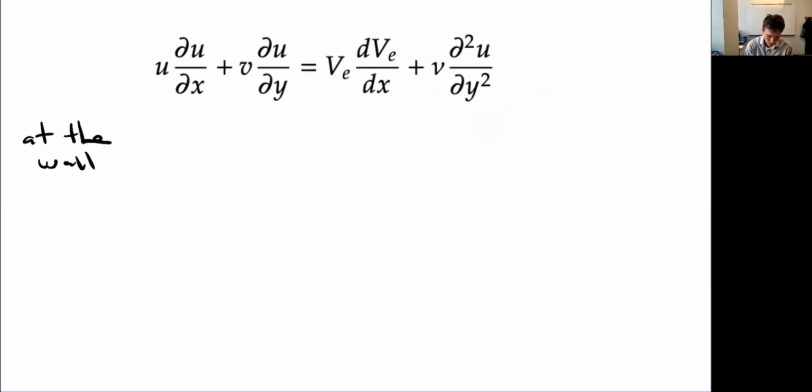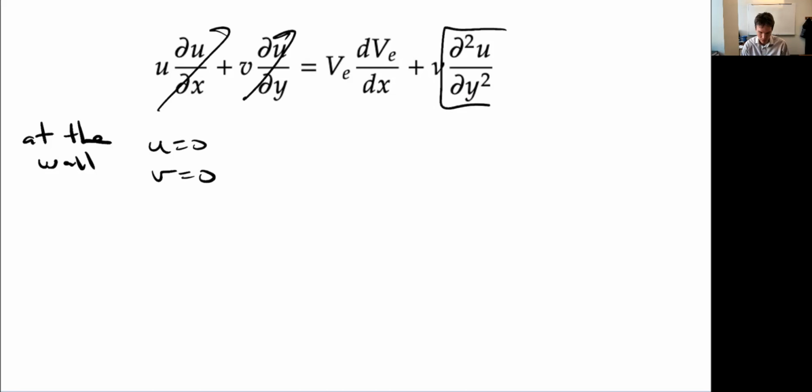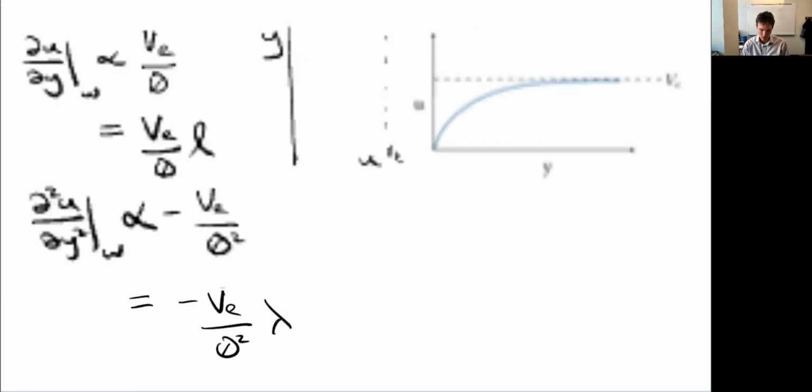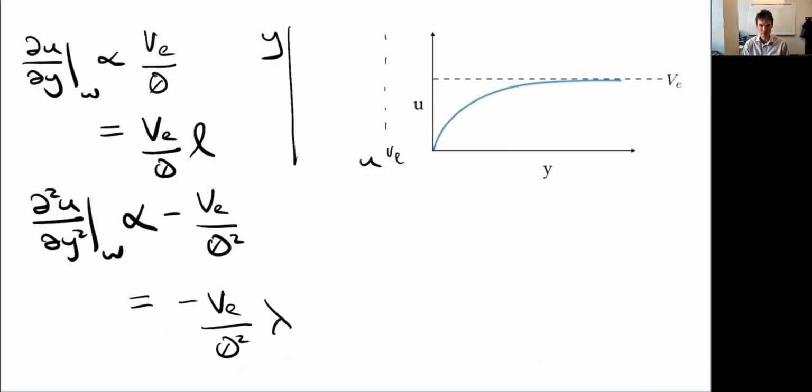And at the wall, we know that the velocity is 0. We have a no slip condition. So these terms are gone. And this term here, the second derivative, is going to be applied at the wall. So we'll use this expression that we have right here.